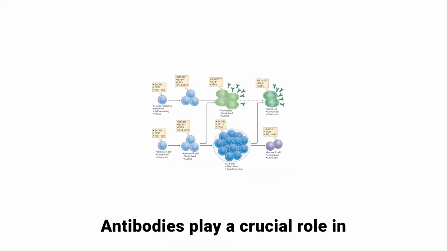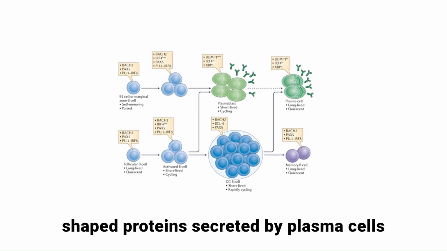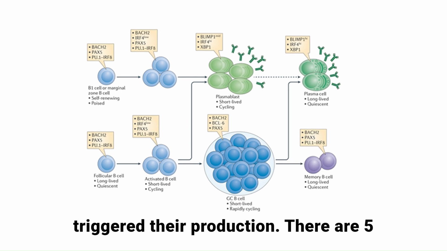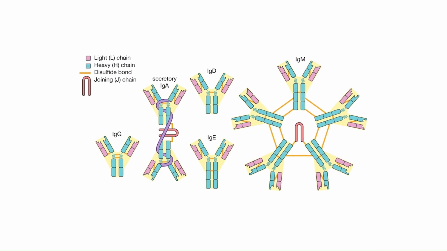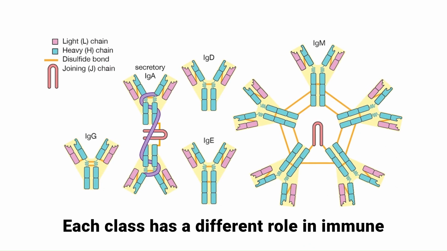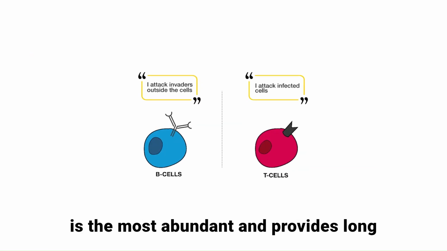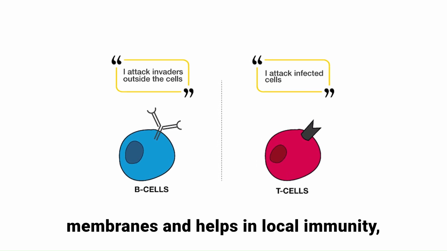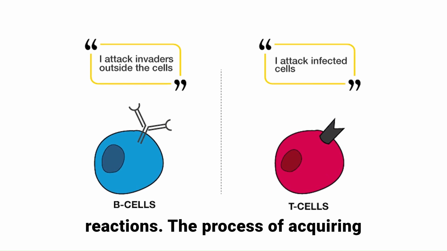Antibodies play a crucial role in acquired immunity. These are Y-shaped proteins secreted by plasma cells and are specific to the antigen that triggered their production. There are 5 major classes of antibodies: IgG, IgA, IgM, IgE, and IgD. Each class has a different role in immune defense. For example, IgG is the most abundant and provides long-term protection, IgA is found in mucous membranes and helps in local immunity, and IgE is involved in allergic reactions.